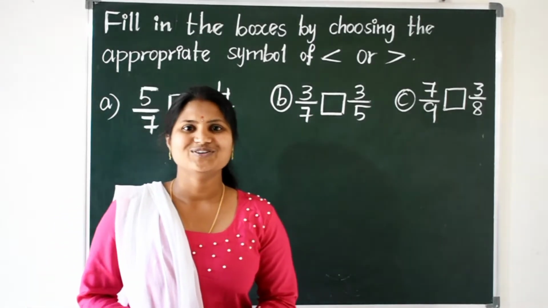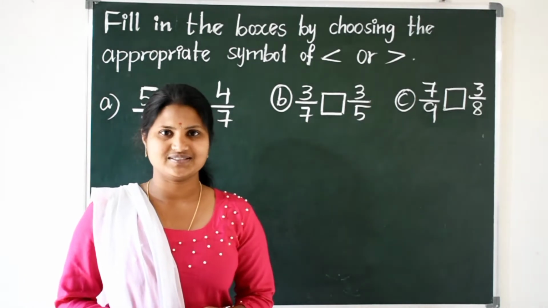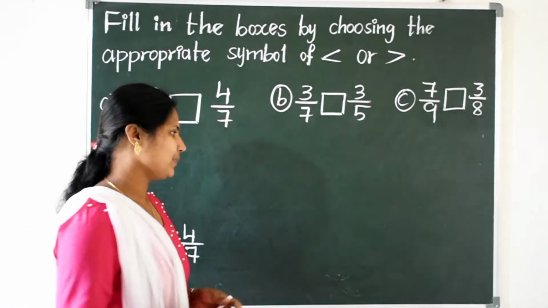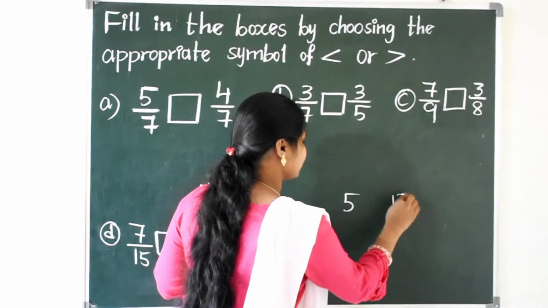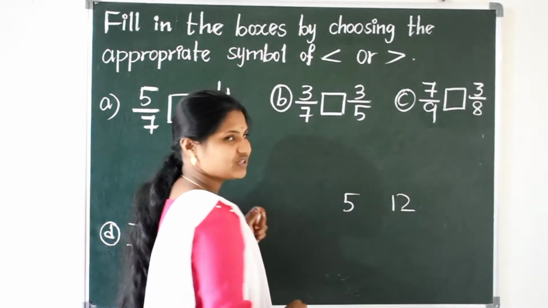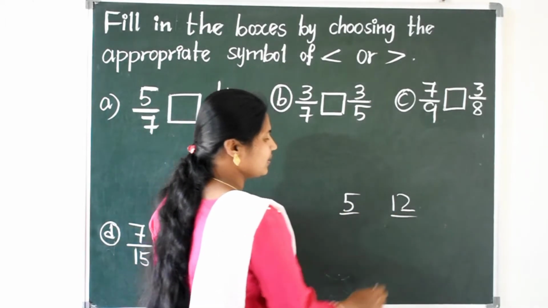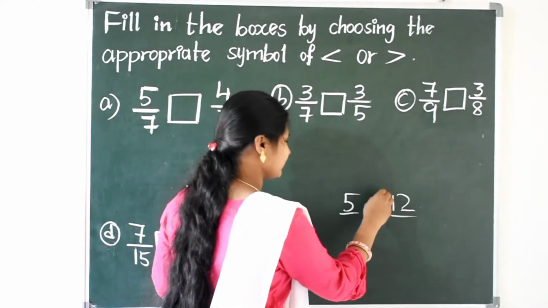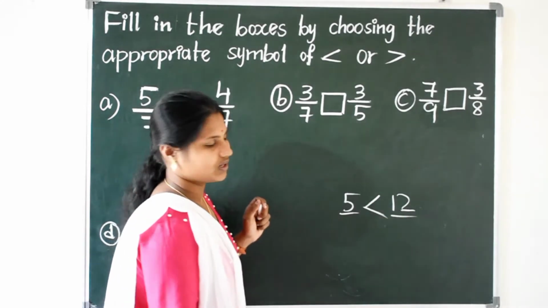Hi children, today we are going to learn about how to compare fractions. We know how to compare numbers, right? See here, suppose 5 and 12 is there. How to compare these two numbers? Here 5 is the smaller number, 12 is the bigger number, right? So here we can say 5 is smaller than 12, right?